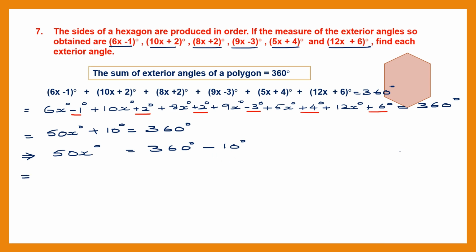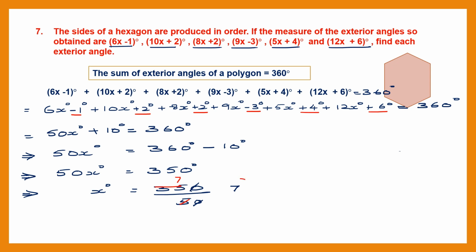So now let's find the value of 50x degrees. So this is 360 minus 10 is 350. Now we can find the value of x degrees, that is 350 divided by 50. Cancel the zeros, then we have 5 sevens are 35. So we have found the value of x to be 7 degrees. So x will be 7.